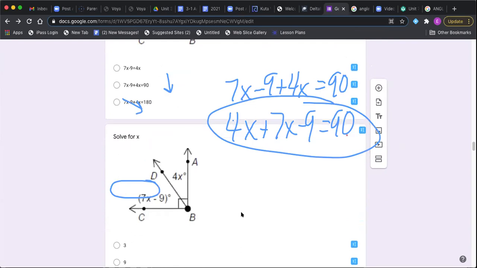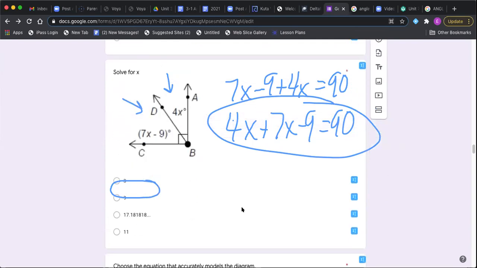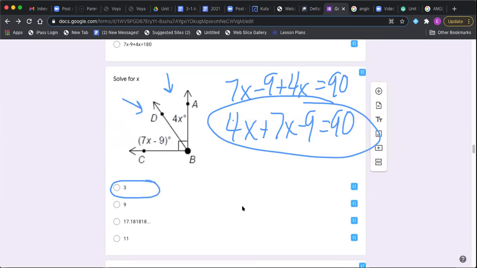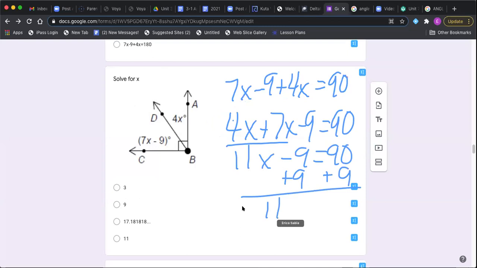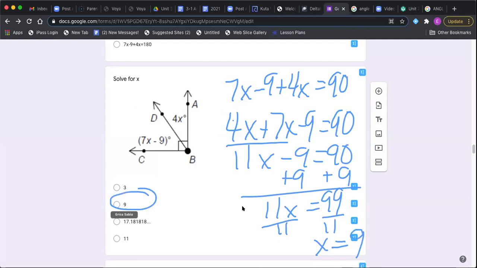Now in the next one, I just have to solve it. So let's go ahead and do that. Just erase some of these pieces that I don't need now. Okay, so solving this equation, 4x and 7x is 11x. Minus 9 equals 90. Add that 9. 11x equals 99. So I'm getting x is just 9, which is a choice. Yes. I love that.